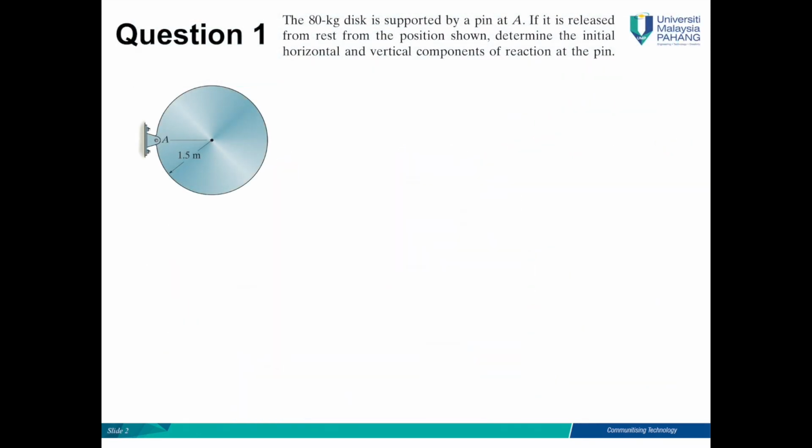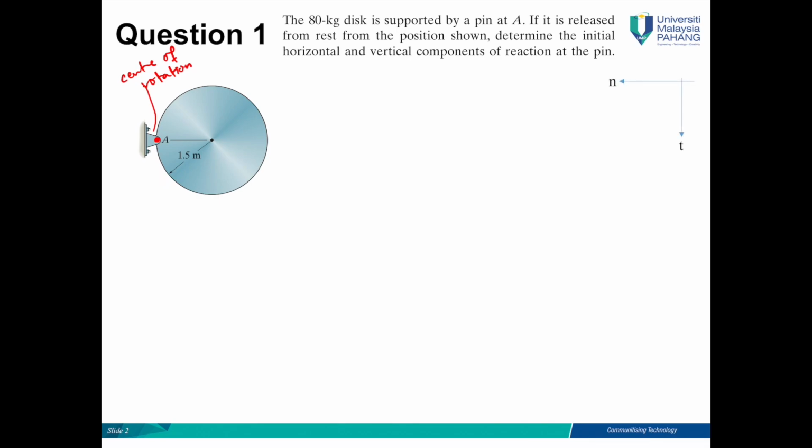Okay, now there is a disc supported at a pin at A. So this will be the center of rotation. All right, if it is released from rest, determine the initial horizontal and vertical components of reaction at the pin.